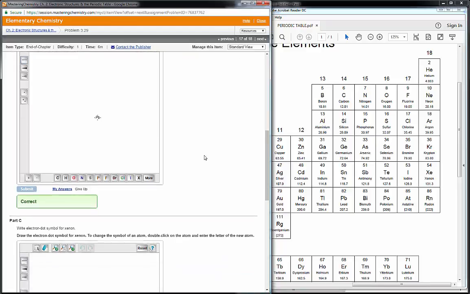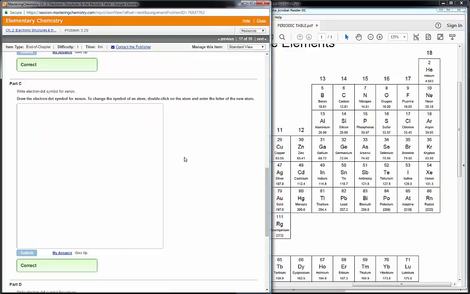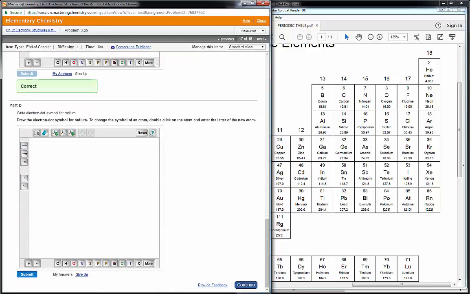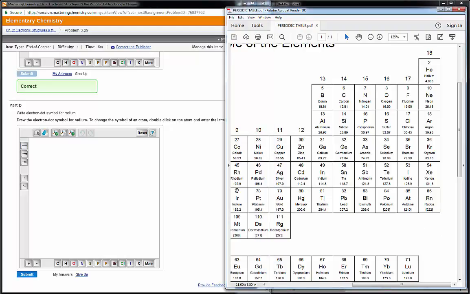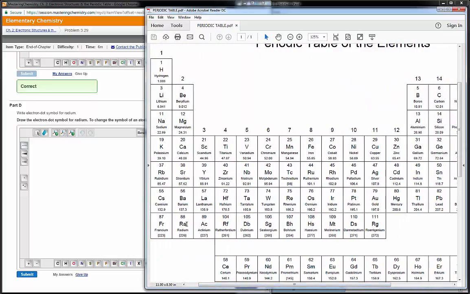Xenon is in group 8, Xe, and 8 means 2, 4, 6, 8. And radium, not to be confused with radon, which we did earlier, but radium, right down here, Ra, and it would have 2.